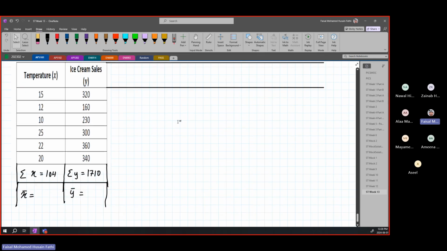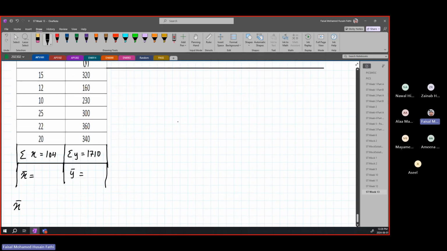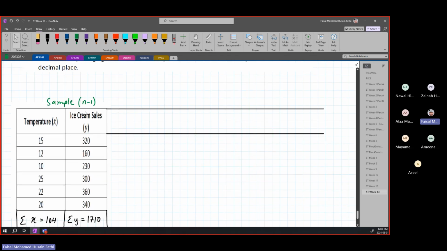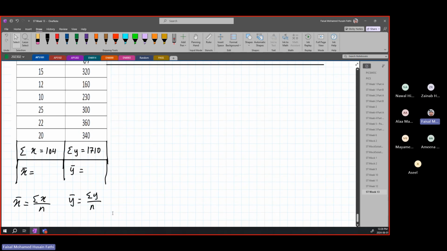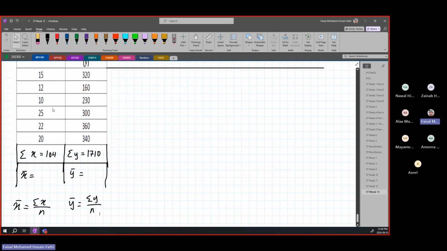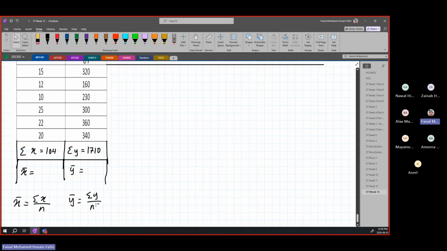If you remember, x bar is simply sigma x over n, and y bar is equal to sigma y over n. Remember, the mean is always over n. It's not n minus 1. Only for the mean, it doesn't matter if it's population or sample. It is always the number of values you have. You add up all of them and divide by the number of values.